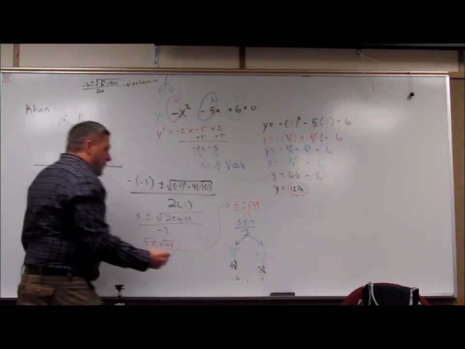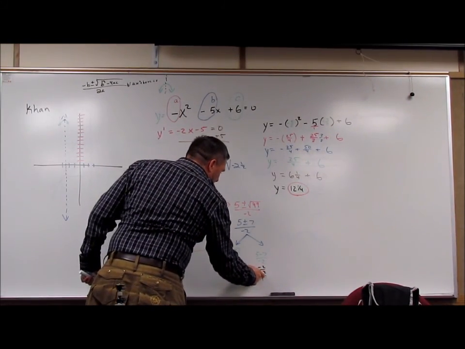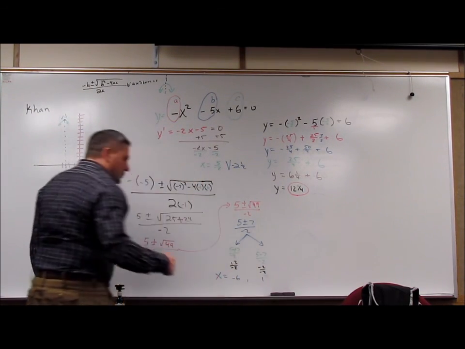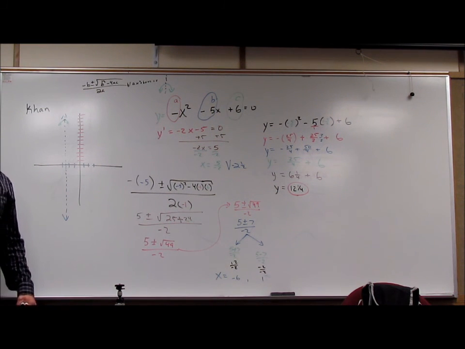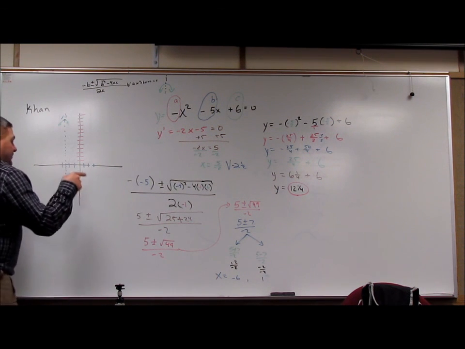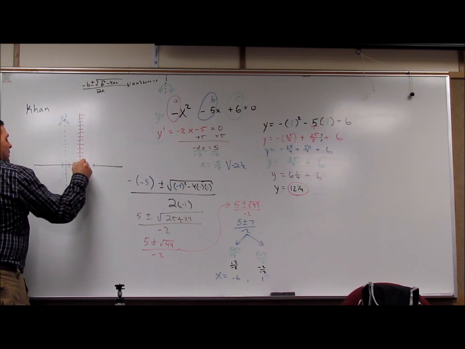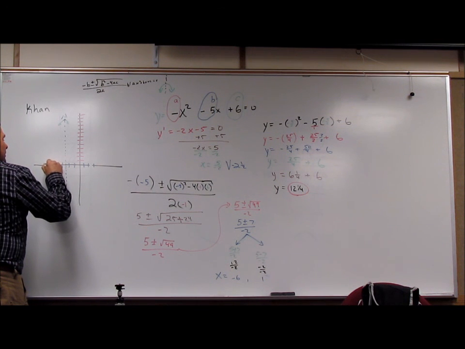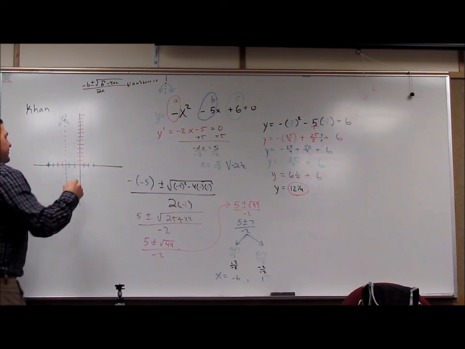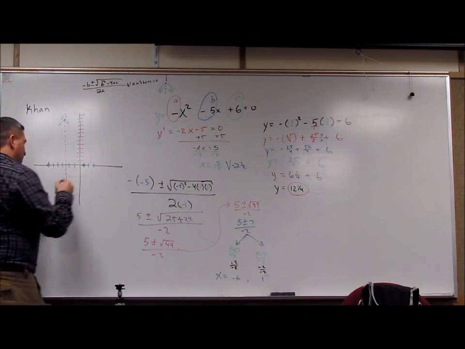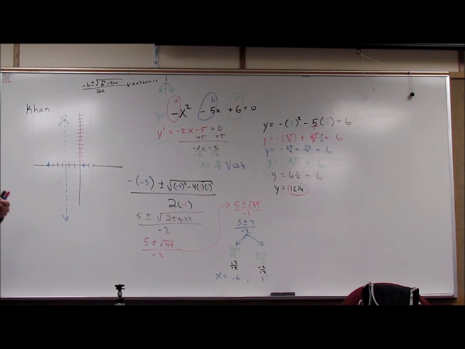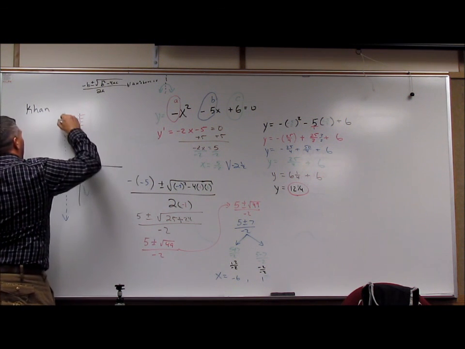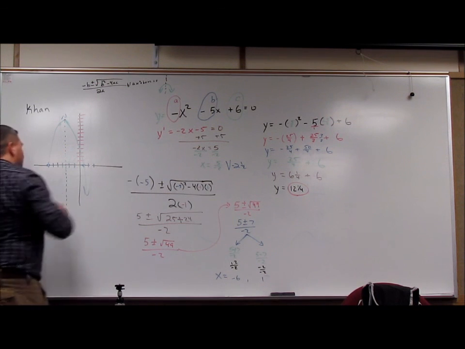So the x-intercepts: when y is 0, x is negative 6. So 1, 2, 3, 4, 5, 6, and positive 1. And so now I know what my graph looks like. It comes down, and it comes down, and it looks like that.